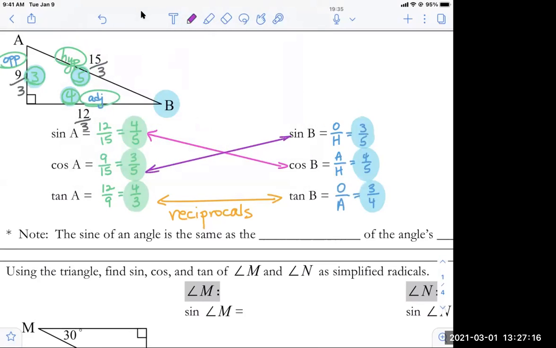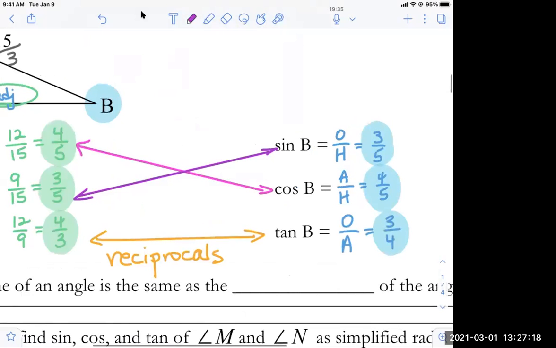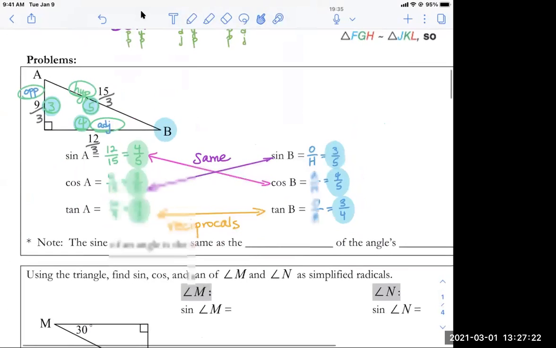Now, why is it working like this? So Scott, can you explain, does it make sense to you why the sine of A is the same as the cosine of B? So we got 4/5 for both of those. Can you explain why that's happening? Because the opposite and adjacent sides of each of the angles are switching, and they're both over the hypotenuse. Right, so you get the same answers.